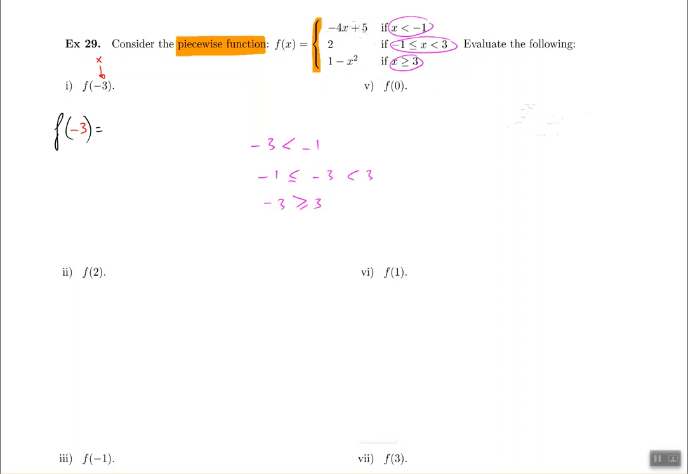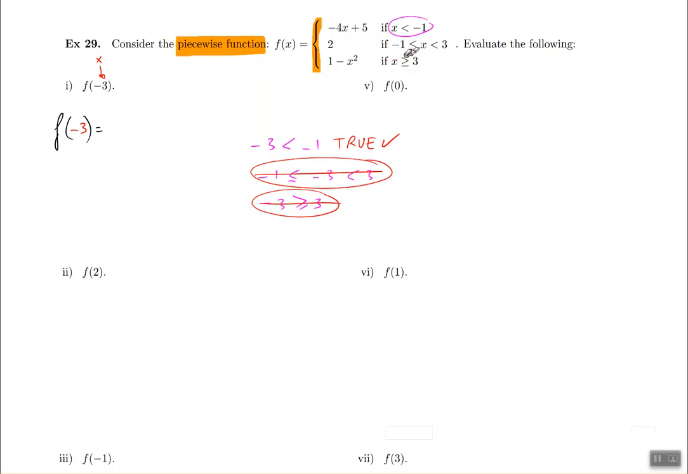Let's check. Is it true that -3 is bigger than or equal to 3? No. Now, is it true that -3 is less than 3 and at the same time greater than or equal to -1? This answer is also a no. So far, none of these statements have been true. If I look at the first one, is it true that -3 is less than -1? The answer is yes, this is true. So what does that mean?